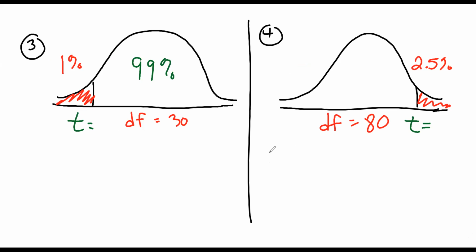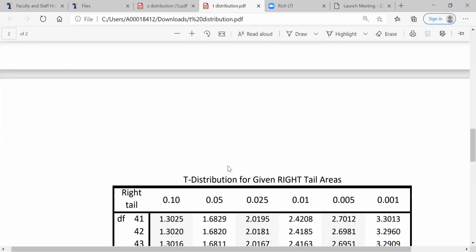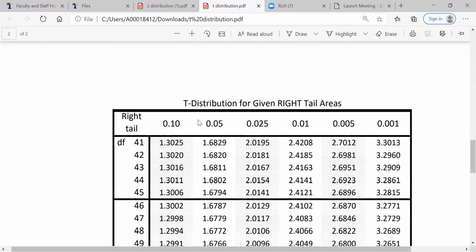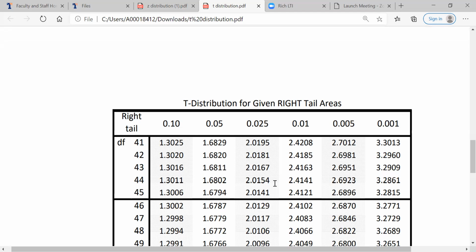I'm going to switch over quick. The right areas start at 10% and go down. So there is no 99% here. I mean, we can't find the T-score? No. It just means that we need to take advantage of some properties of the bell curve.